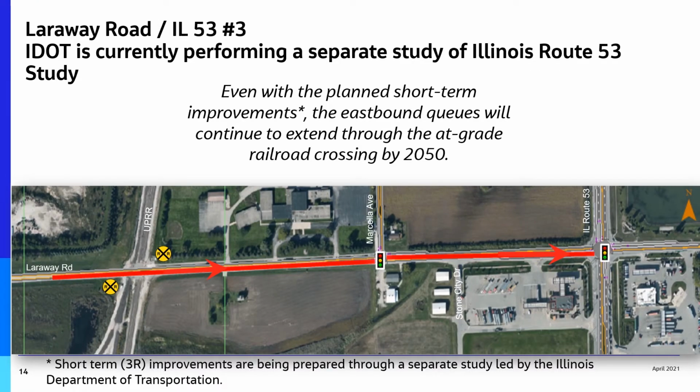IDOT is working on a separate study of Illinois Route 53. That study is targeted at using limited funds to address near-term traffic needs. However, the red line shows the forecast year 2050 afternoon peak period backups in the eastbound direction, extending from Route 53 to past the railroad tracks, if just the short-term improvements are made to the intersection. The short-term improvements will not address long-term needs.